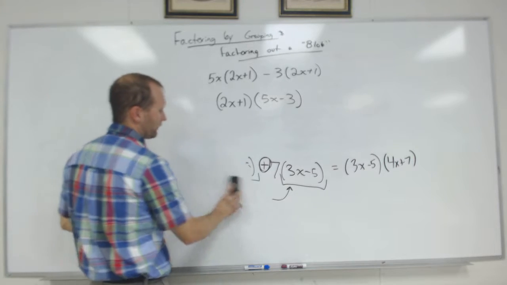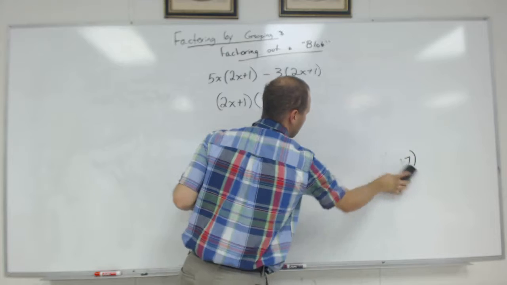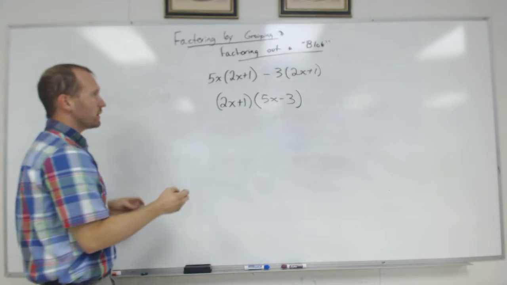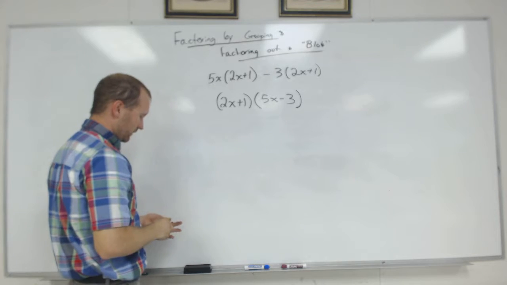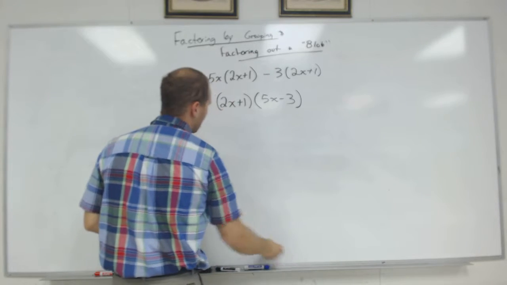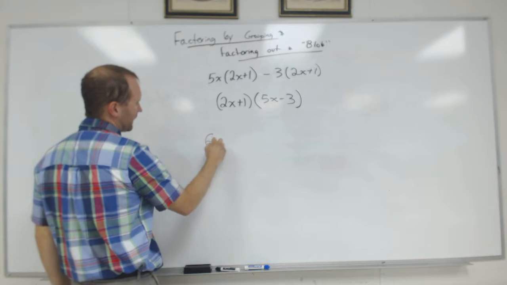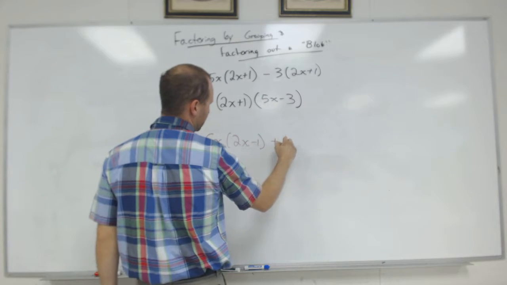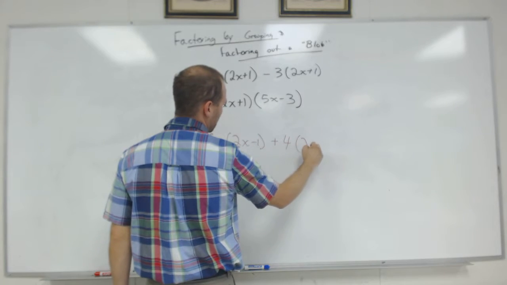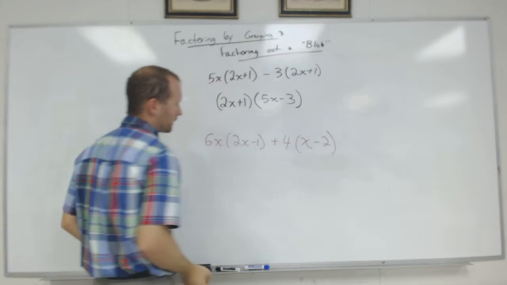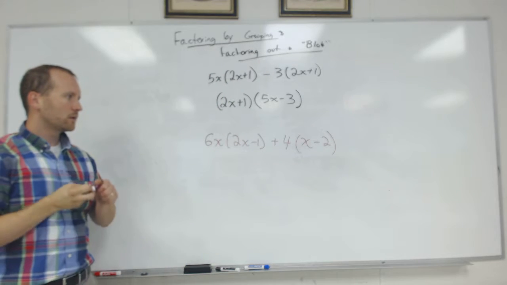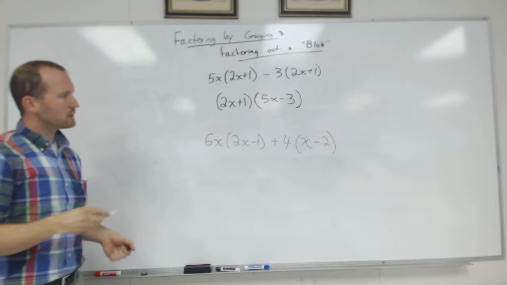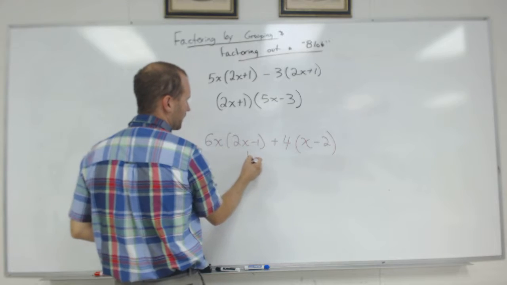Okay. Factoring out a blob. Well, you can only do that if they're the same, right? So if I had something like this, 6x times 2x minus 1 plus 4 times x minus 2, there's not really anything I can do with that, because these are different. They don't match.